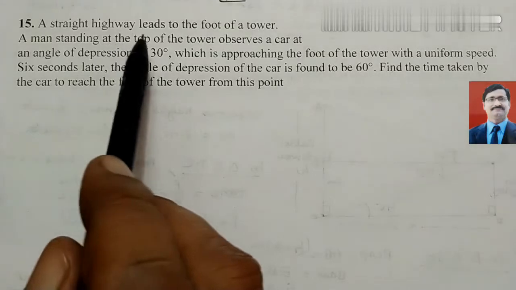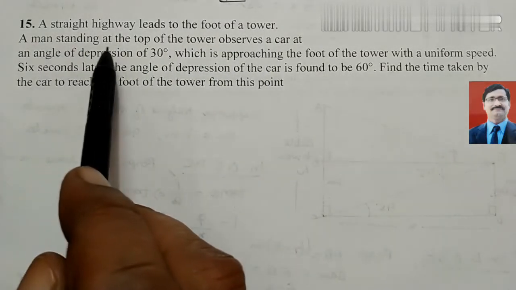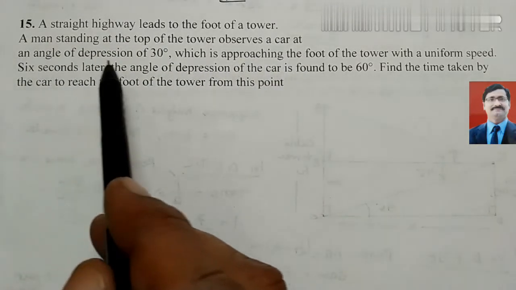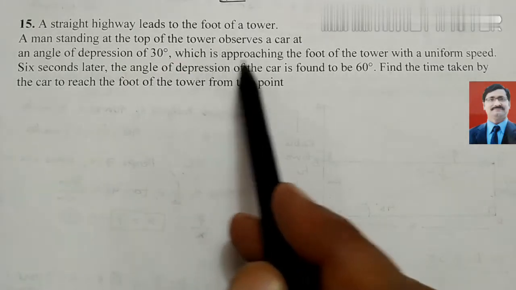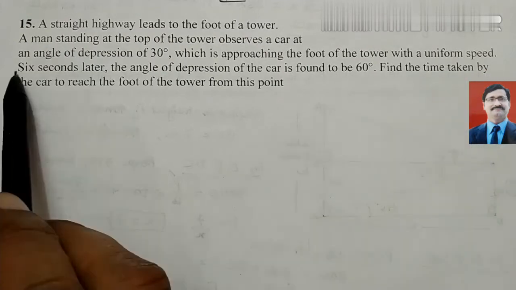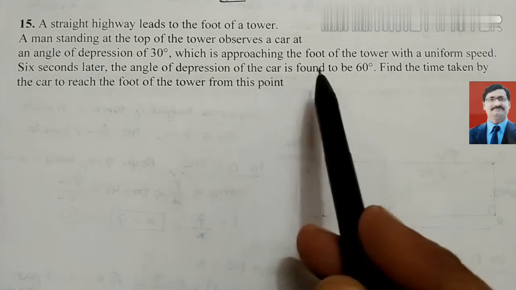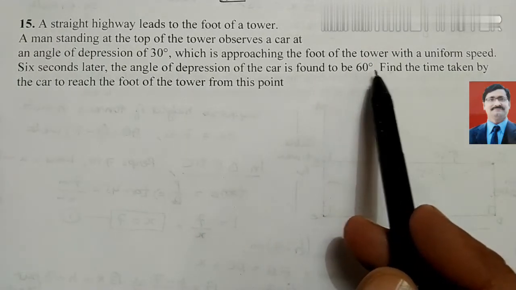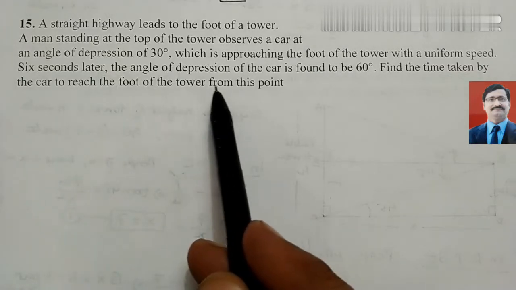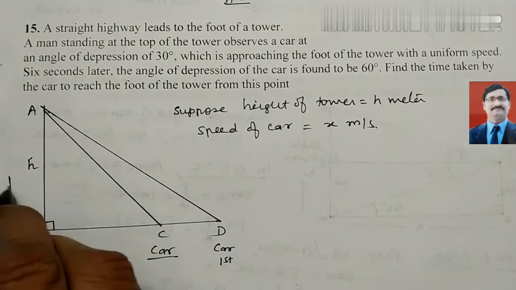A straight highway leads to the foot of a tower. A man standing at the top of the tower observes a car at an angle of depression of 30 degrees, which is approaching the foot of the tower with a uniform speed. 6 seconds later, the angle of depression of the car is found to be 60 degrees. Find the time taken by the car to reach the foot of the tower from that point. Look here, this tower is AB.